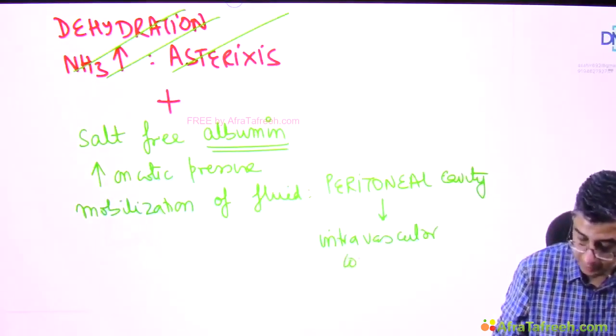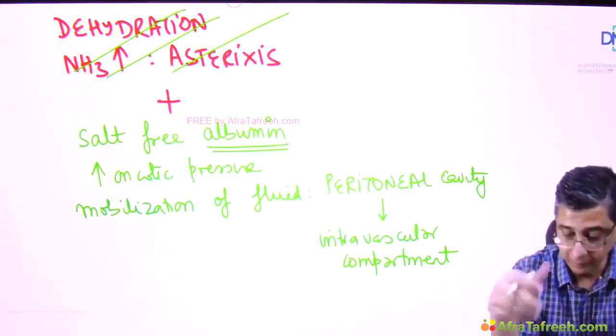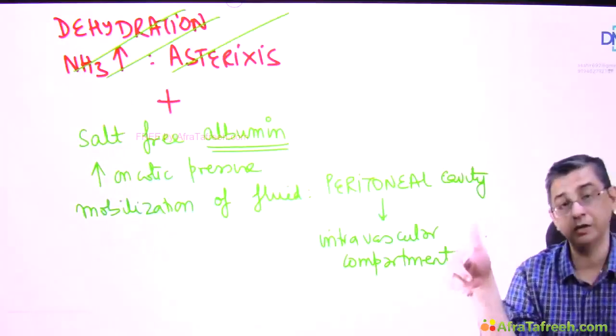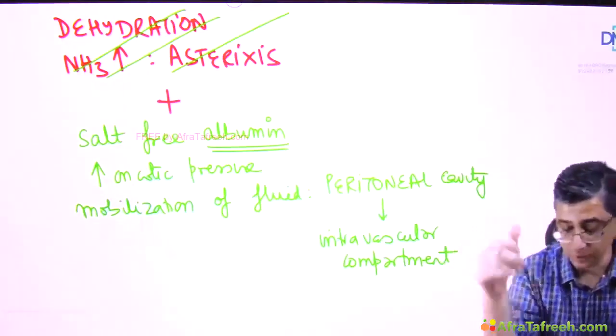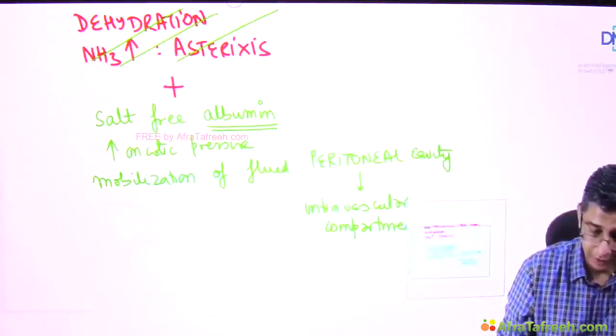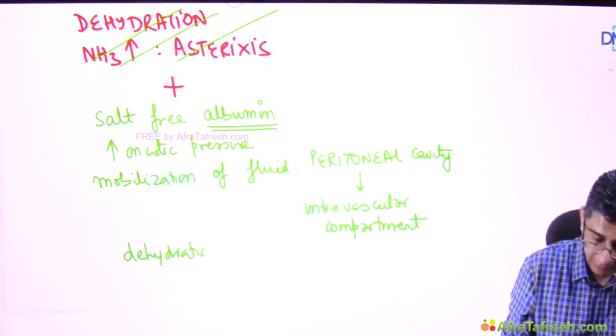Read this statement once again. I said, when you give intravenous albumin to the patient, it causes mobilization of fluid from the peritoneal cavity back into the intravascular compartment. The moment that happens, the chances of dehydration in this patient, which I was talking about previously, have dramatically gone down.